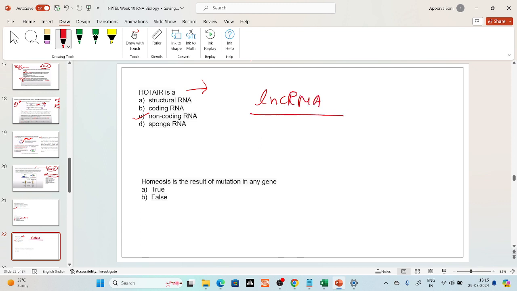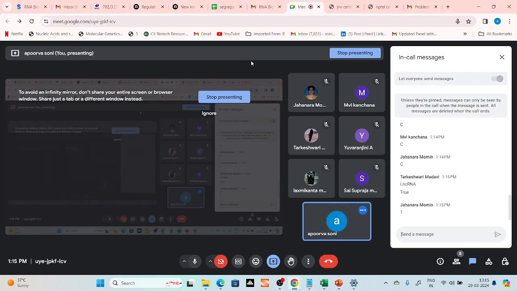Fine. Then, homeosis is the result of mutation in any gene. True or false? Homeosis is the result of mutation in any gene. Think whether it is true or false. So Tarkeshwari is saying true. Janara is also saying true. Okay, I want more participation.